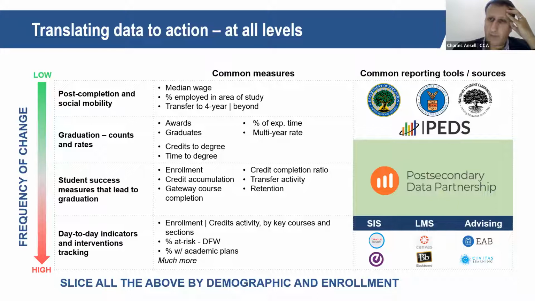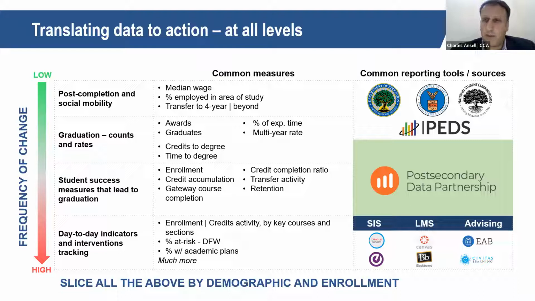Then you've kind of got where I've started a lot when I've been listing these throughout my slides anyways, with graduation counts and rates. You've got the student success measures that lead to graduation, then you've got your day-to-day interventions. And so the idea is that you can map what metrics you care about, what data is still needed, and which reform efforts are associated with each. And you can see on the side where this different data lives.